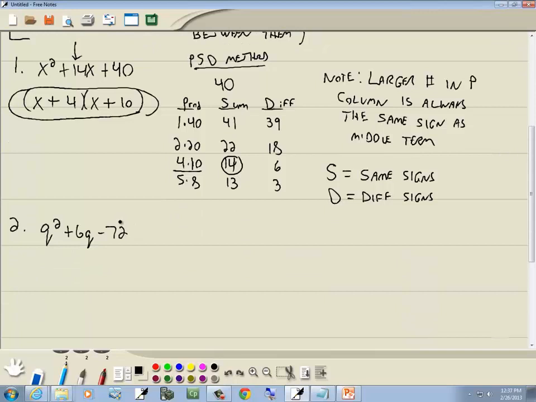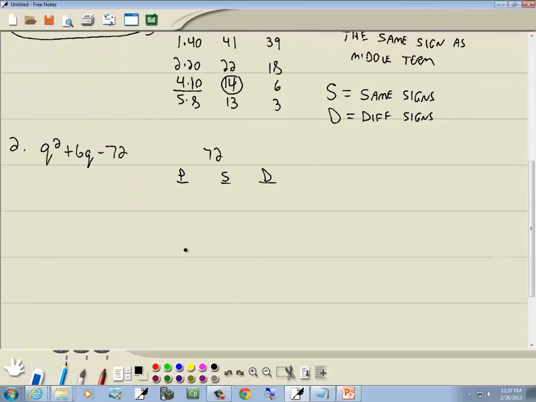Now, the form we're looking for is q squared, q, no q, and no number in front of our q squared. So that fits. We take our number at the end, which is 72, and we're going to create our 3 columns. We write down all products that give us 72. So we've got 1 times 72, 2 times 36, 3 times 24, 4 times 18.